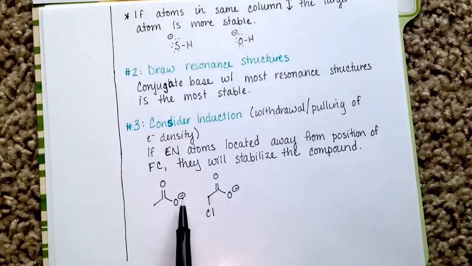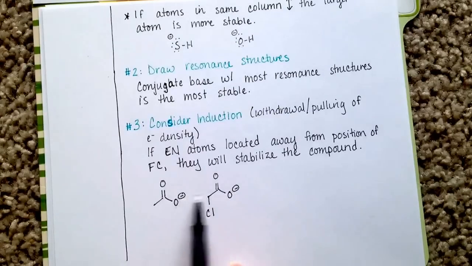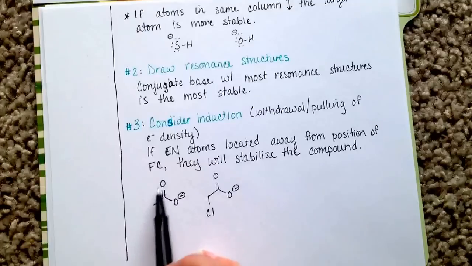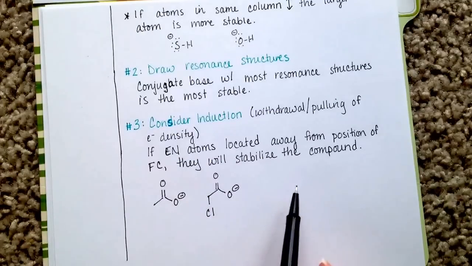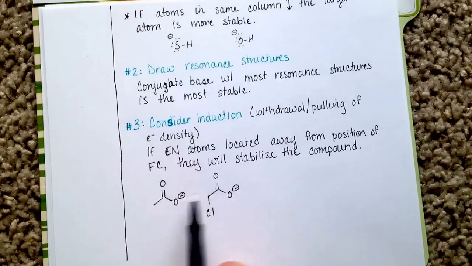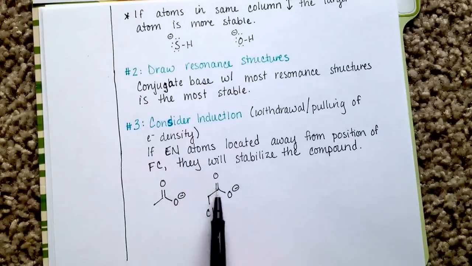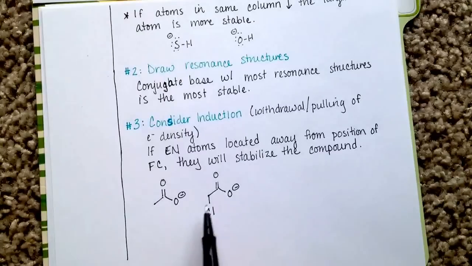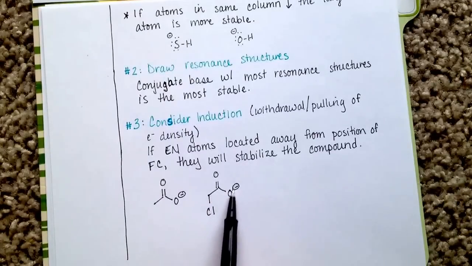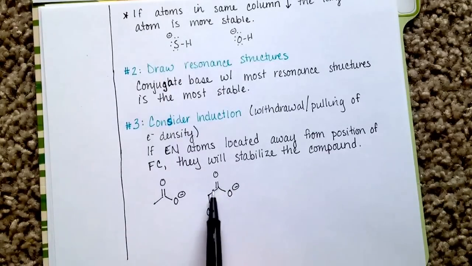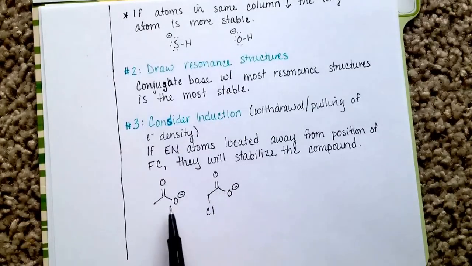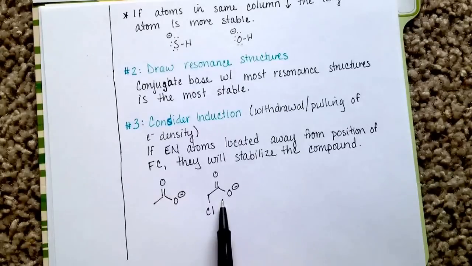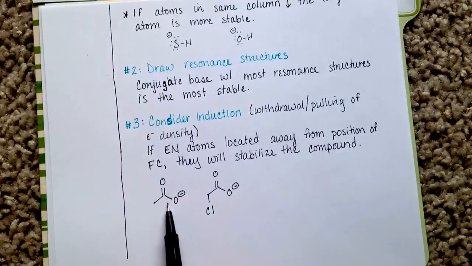They both have the same oxygen atom bearing the formal charge, and they both are going to have the same number of resonance structures if you draw it out. The only difference between the two compounds is the presence of the chlorine atom. Chlorine is electronegative, and because of that, it's going to pull the electron density in its direction. It's going to spread it out over the molecule, and that's going to increase the stability of this base relative to this base. So this is going to be a more stable base, and therefore the acid that produced this base is going to be stronger than the acid that produced this base.